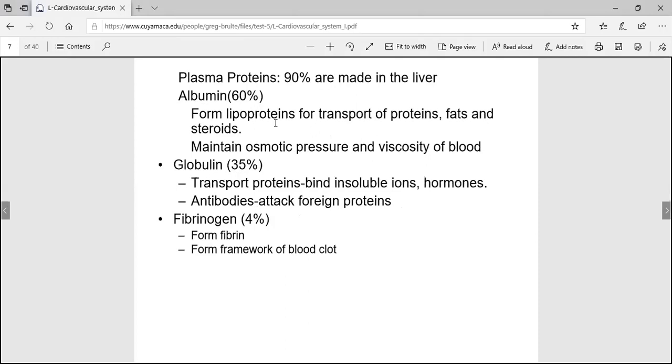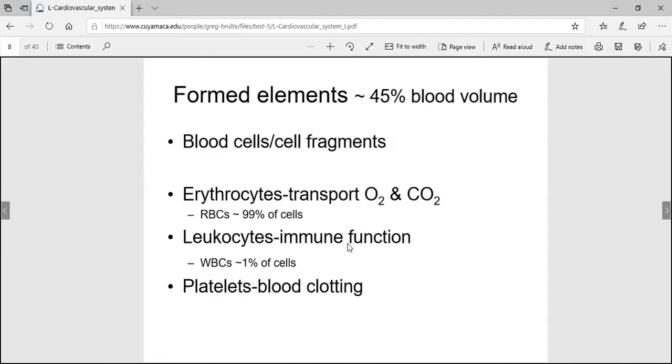Now, if you said forms lipoproteins for transport of proteins, fats, and steroids, I can't count you wrong. That's true too, but this is not physiology. Just stick with the easy ones for now. Same thing with globulin, you could say transport protein, binds insoluble ions, hormones, and so on, but we're not getting into all that. Just mainly think antibodies when you see globulin, mainly think osmotic pressure and viscosity of blood when you see albumin, think blood clotting when you see fibrinogen.